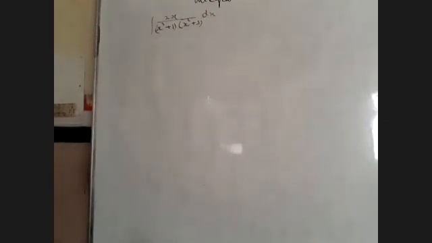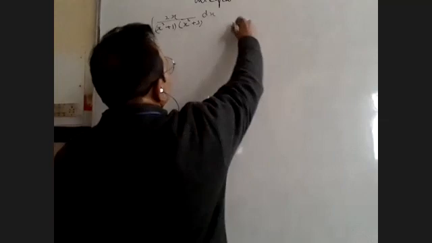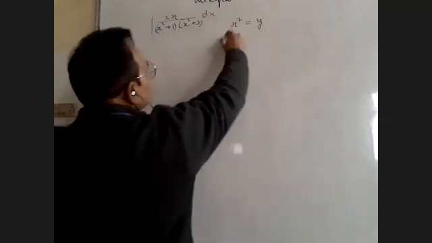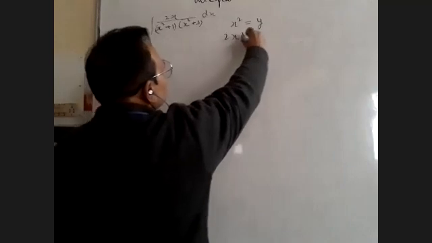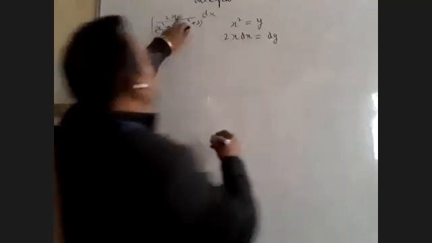x square is equal to y, yeah, t. Why have we not assumed? Because the differentiation was not available. But here we have x square. If we assume x square is equal to y, the differentiation 2x dx will be equal to dy. This differentiation is available here.